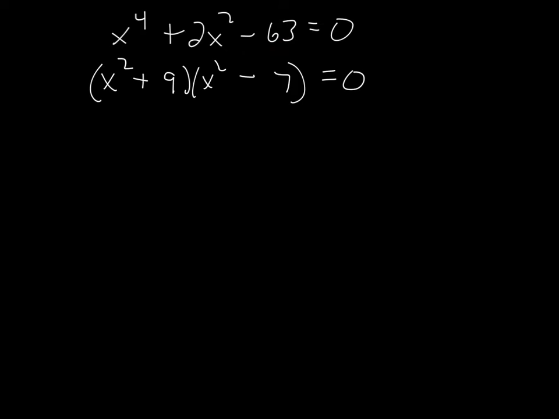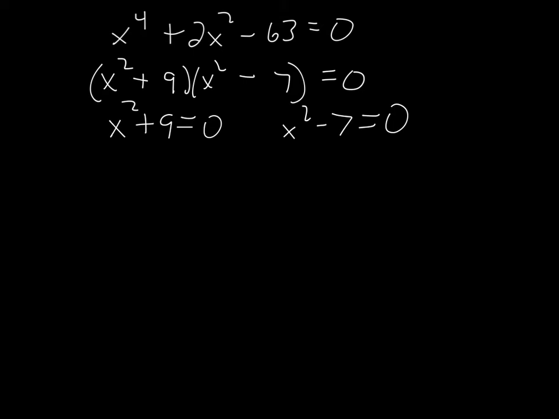Now, we have factored this thing. That means that these two individual pieces that are multiplied equal 0. Therefore, x squared plus 9 equals 0, and x squared minus 7 equals 0. How do you know you're done with these? You have to find x. You have to solve for x. So we are clearly not done.